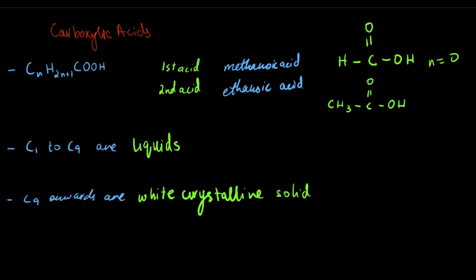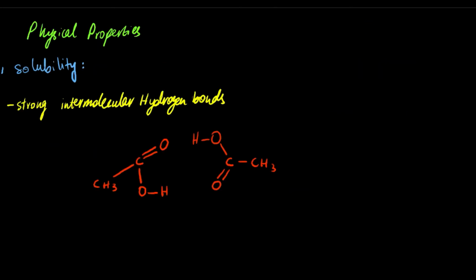Now, moving on, the physical properties of a carboxylic acid. Now, the first physical property that we will be considering is called solubility. Since carboxylic acids have strong intermolecular hydrogen bonds, they are extremely soluble in water or polar solvents.